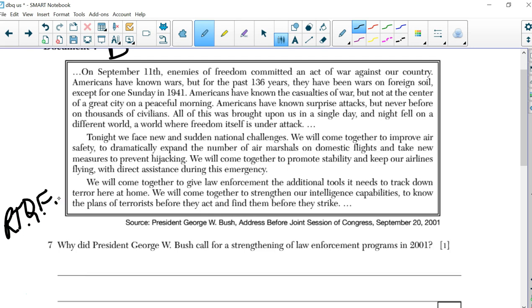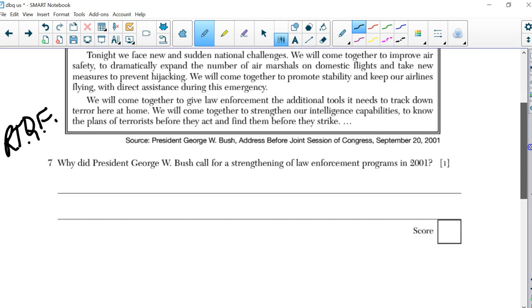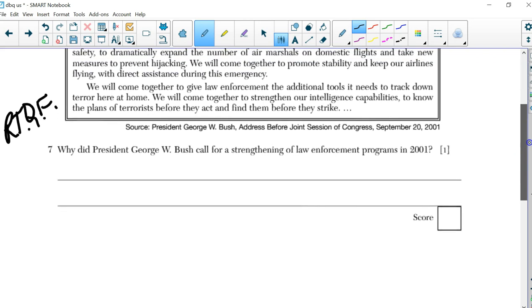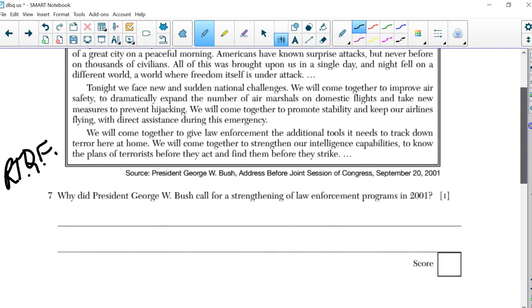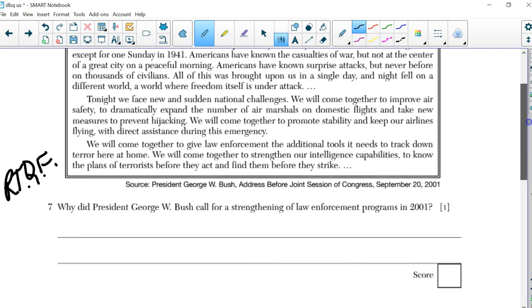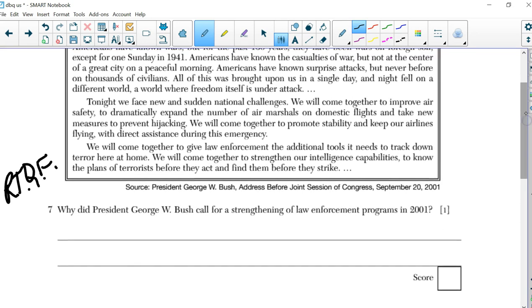Read the question first. Anytime they give you a block of text, they give you a blurb, they give you a cartoon, they give you a map, always read your question first. Why did President George W. Bush call for the strengthening of law enforcement programs in 2001?